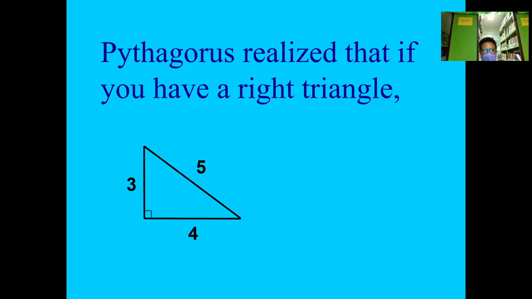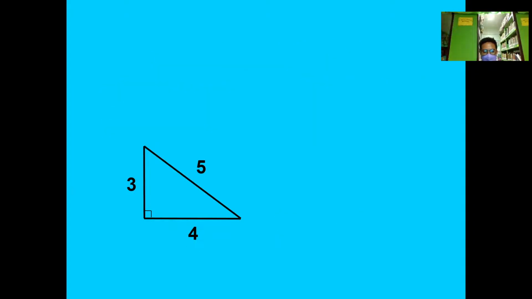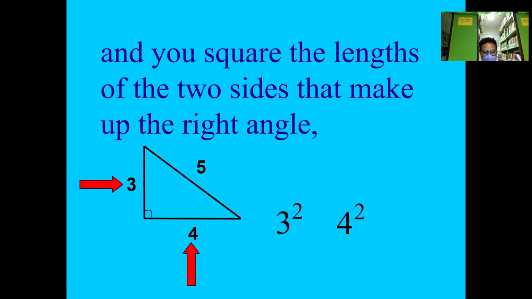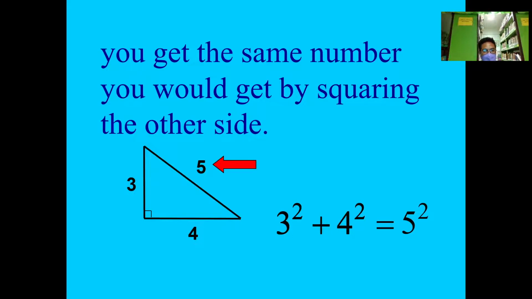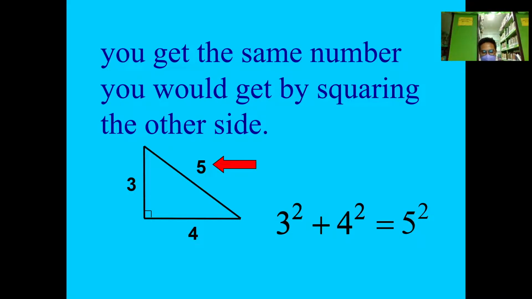Now, Pythagoras realized that if you have a right triangle, you need to square the legs or the two legs of a right triangle. You square the lengths of the two sides that make up the right angle. After that, add them together. You get the same number you would get by squaring the other side. Kapag yung dalawang legs mo ay in-square mo, dapat daw yung isang part din ng triangle ay square mo. Kapag in-square natin yung magiging 5 squared siya. 3 squared plus 4 squared is equal to 5 squared.